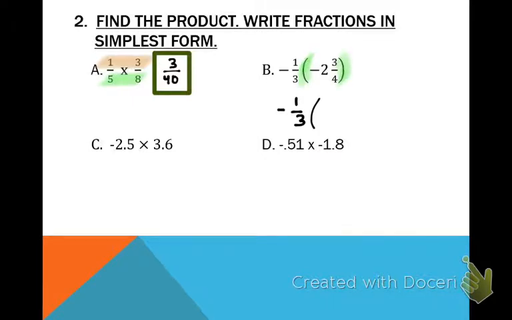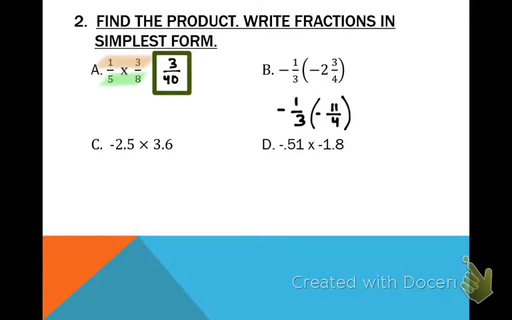So now we're going to go ahead and change that mixed number into an improper fraction. What would that be, guys? 11/4. Okay, 11/4. And is that a positive or a negative? Negative. It was a negative, so we have to keep the negative right there.